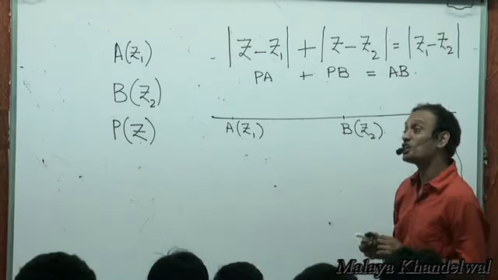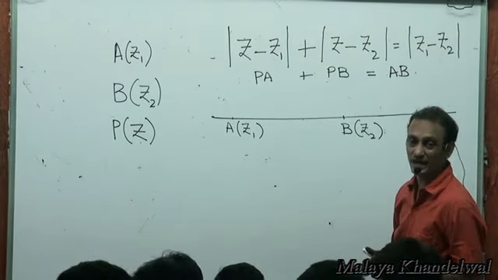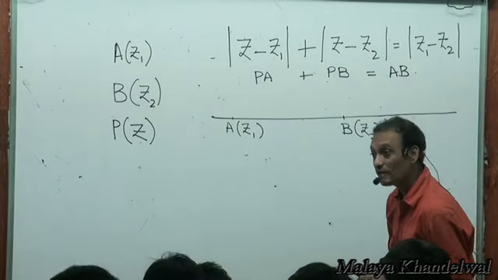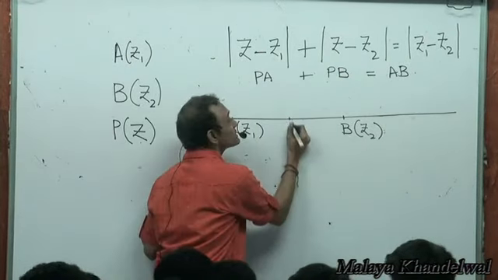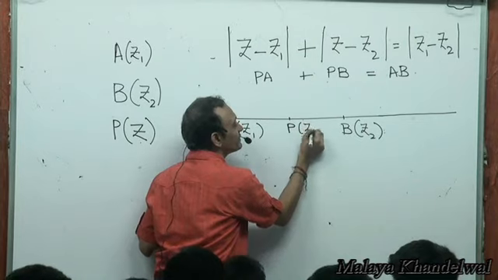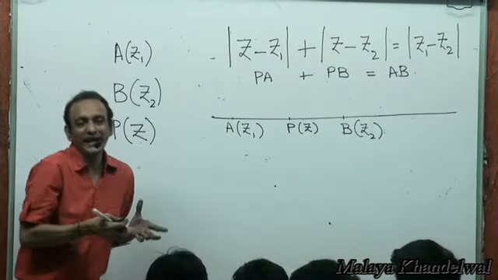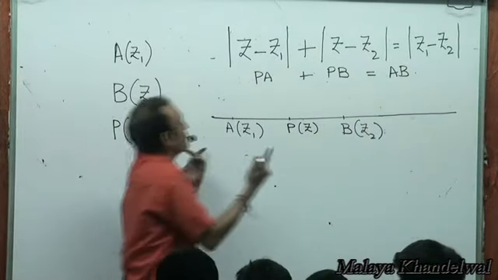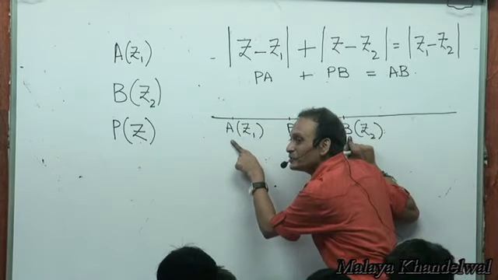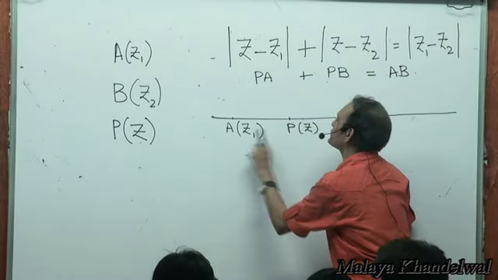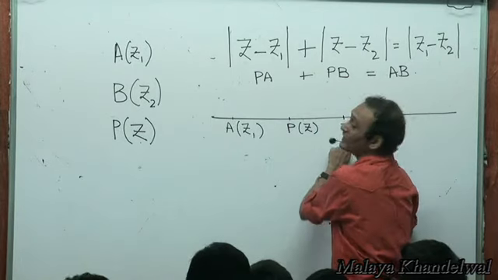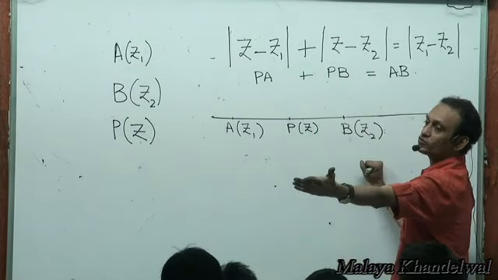Such is the locus of P. P is such that PA plus PB is AB. Do you realize P could lie anywhere between A and B then? P could lie anywhere between A and B. So the locus of P is the set of points lying between A and B, because if P lies between A and B, then PA plus PB will turn out to be AB. Yes, you have a question, I'm sure.